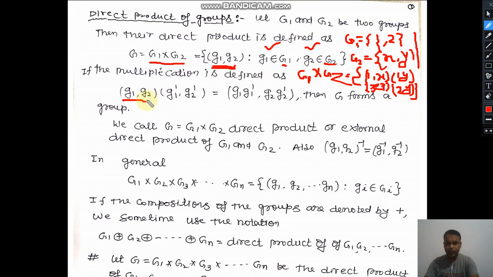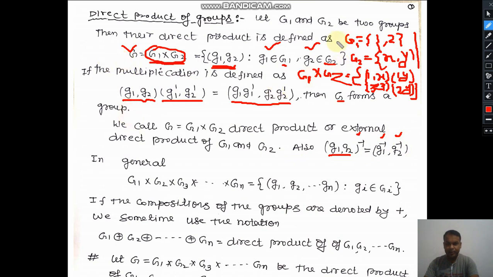If (g1, g2) is the first ordered pair and let us suppose this is another ordered pair, and if we multiply these two ordered pairs and the output can be written in this manner, then G, the cross product or direct product of G1 and G2, will be known as a group. It means it will again form a group. And in the scenario of the external direct product of two groups G1 and G2, if you want to take the inverse of an ordered pair, then it will be written as the inverse of the first element and the inverse of the second element.